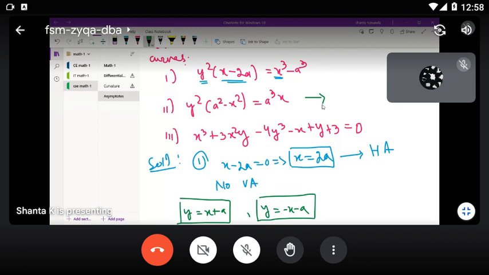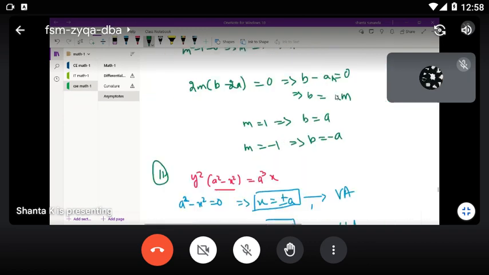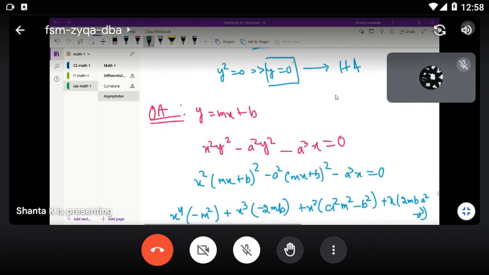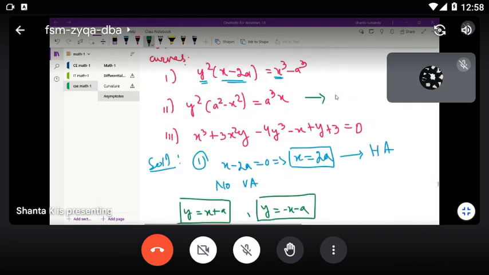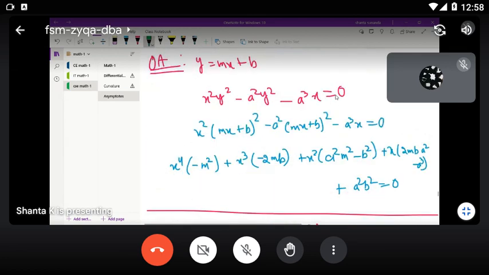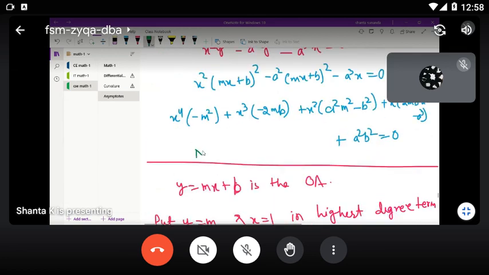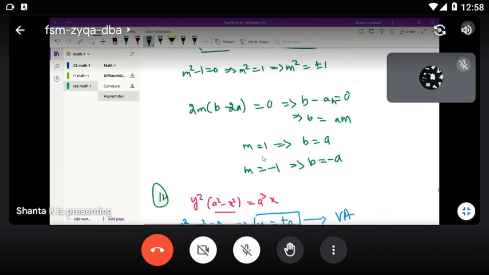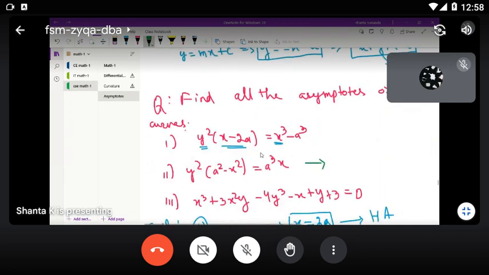No oblique asymptotes. The second one, no oblique asymptotes you are getting, but that method I told you. Okay, no oblique asymptotes, that's true. So you try for the third one. Ma'am, then oblique, two asymptotes only.